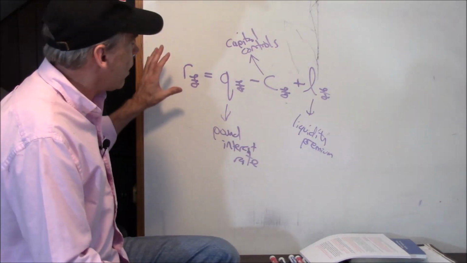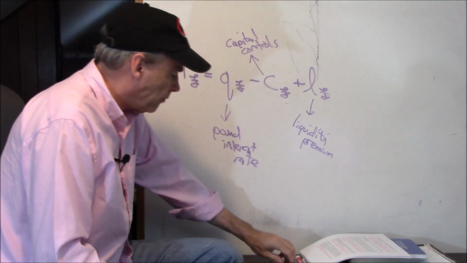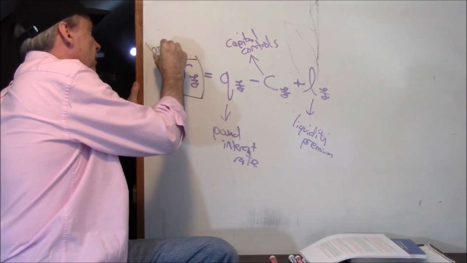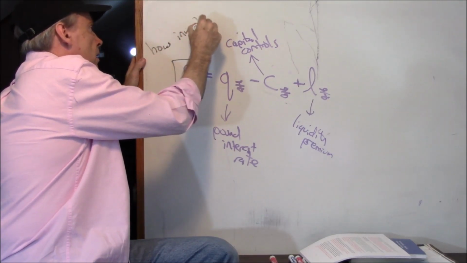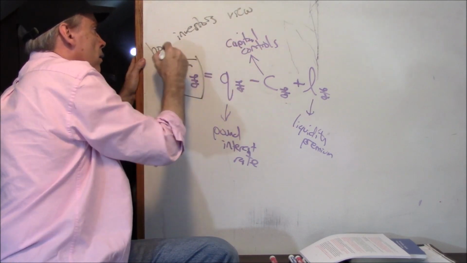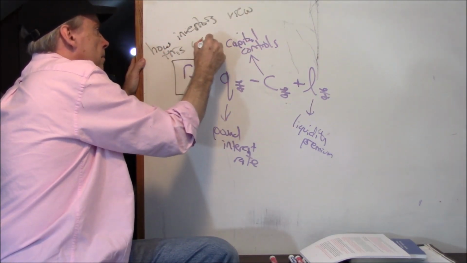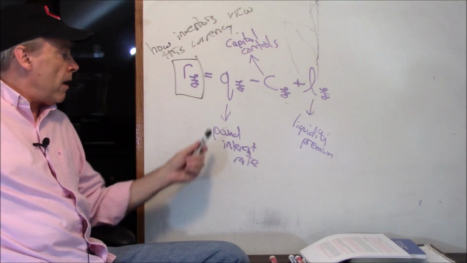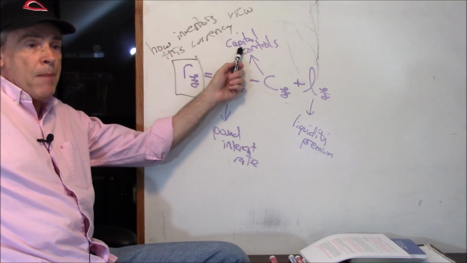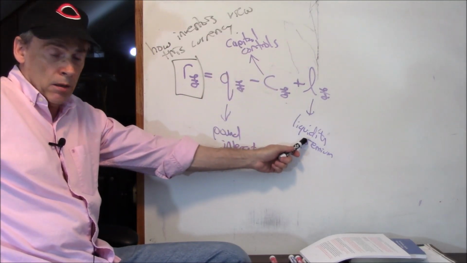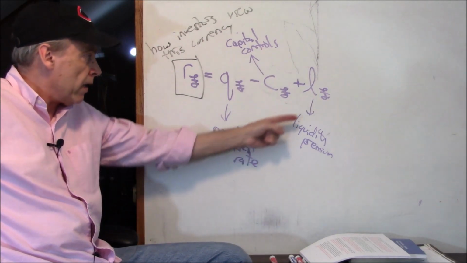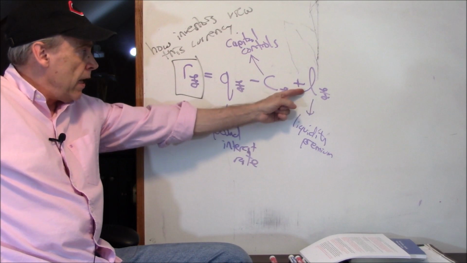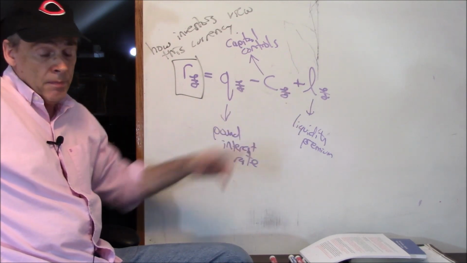So whenever we're talking about how investors view this currency, they're going to look at the interest rate, they're going to look at what kind of capital controls there are, and they're going to look at the liquidity premium. And generally speaking, if you're a developed nation, this is going to be pretty high, highest of all for the U.S. And if you're a developing nation, it's going to be pretty low. All right, so that's going to be the issue.